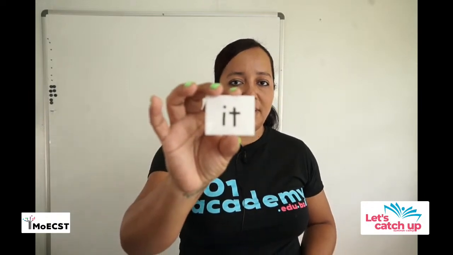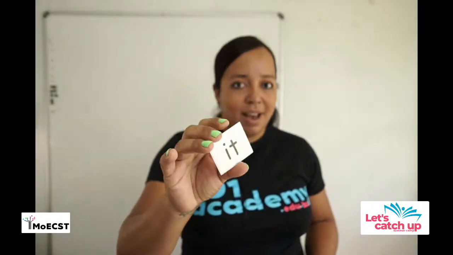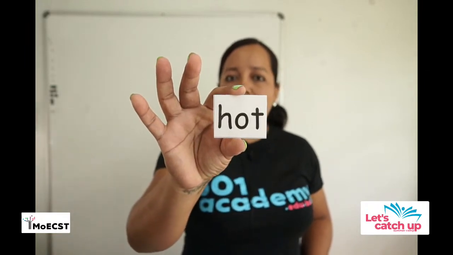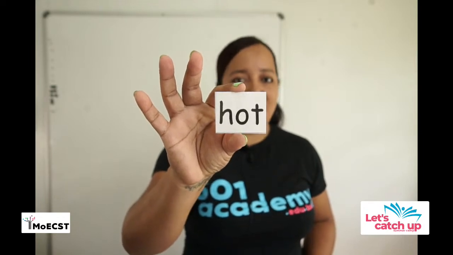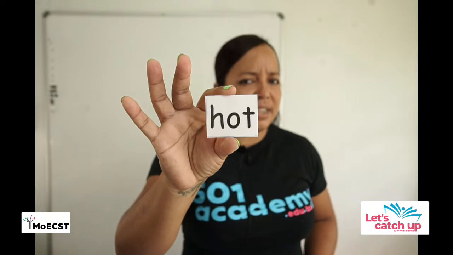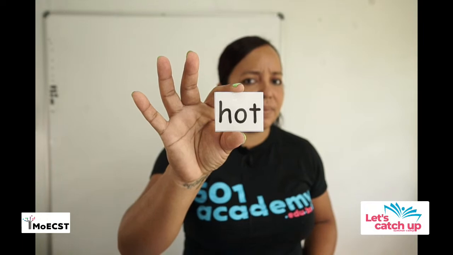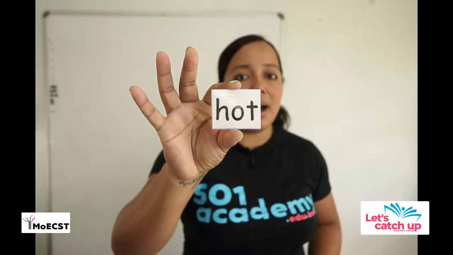Awesome. Let's review the words that we built today, that we blended and built using our word power. First word, do you remember? It. Awesome, boys and girls. Then we have, what's this one? Hot. Smart. Hot. Is letter T at the beginning, the middle, or the ending? The end letter. Hot.